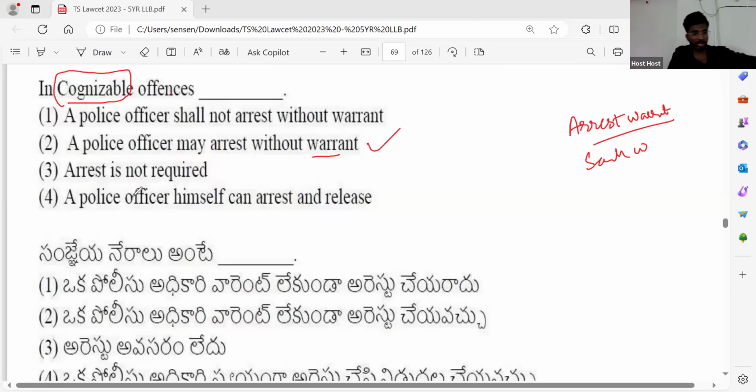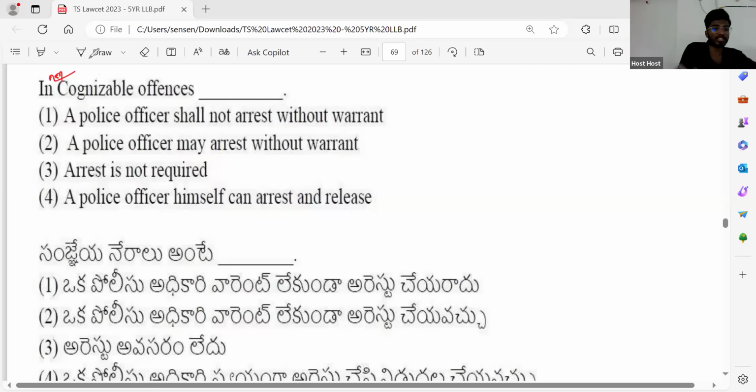Now, I'll ask you another question. You try to answer it. In non-cognizable offenses, what will happen? In non-cognizable offense, you choose the option from here.